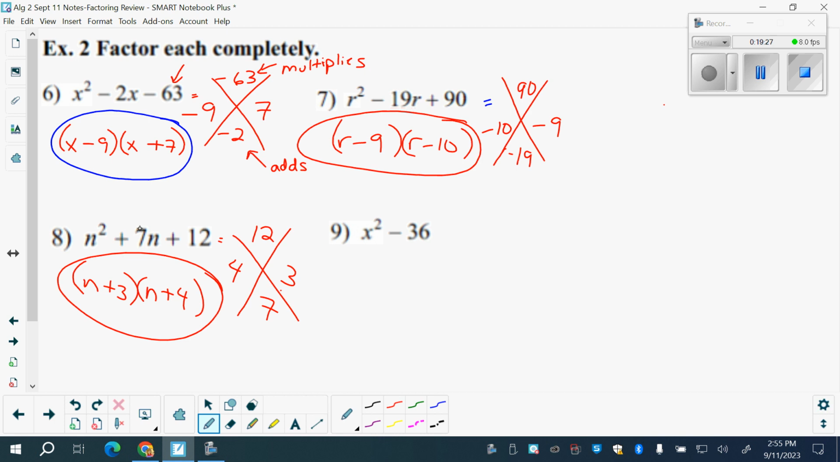You're all over this factoring stuff. Good for you. Do you see it? Go ahead. Maybe nobody else saw it. Go ahead.